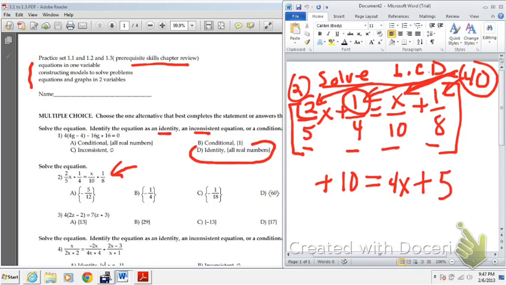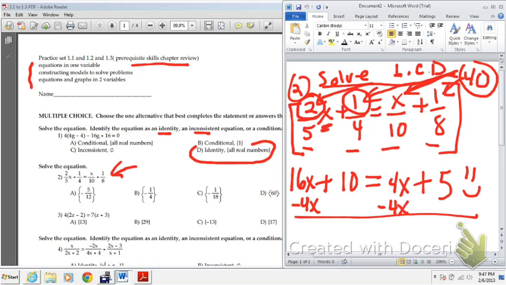40 times this 2 here is 80. But 80 on top of 5, or 80 divided by 5, is what? And hopefully you're thinking 16. And there's an x there, don't forget the x, 16x. Okay, when you arrive here, we're happy. Why are we happy? Fractions are gone, easier to deal with. Okay, so now let's move 4x to the other side. Okay, now we have 12x plus 10 equals 5.